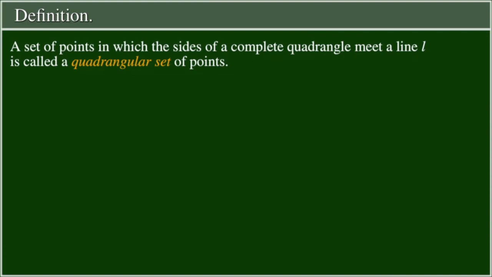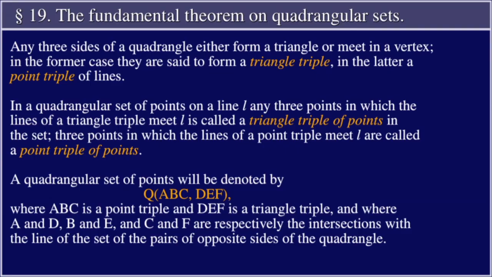Definition. A set of points in which the sides of a complete quadrangle meet a line L is called a quadrangular set of points. Any 3 sides of a quadrangle either form a triangle or meet in a vertex. In the former case, they are said to form a triangle triple. In the latter, a point triple of lines.